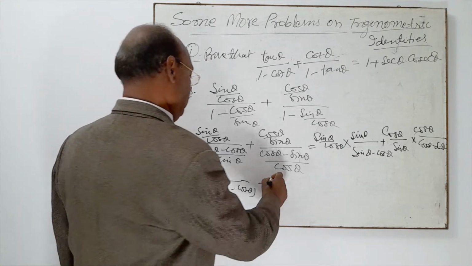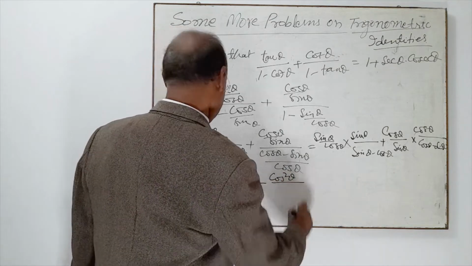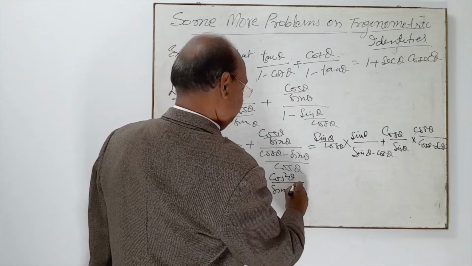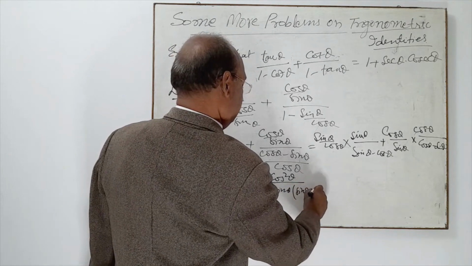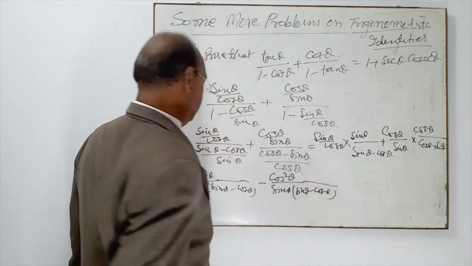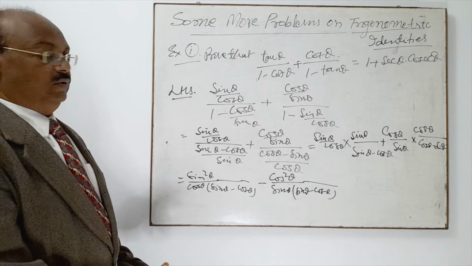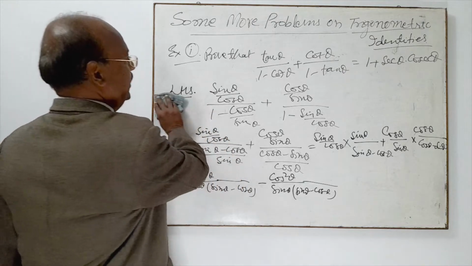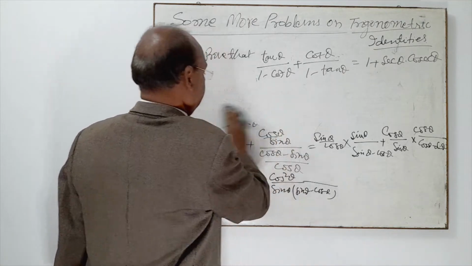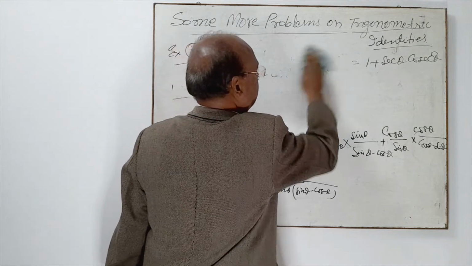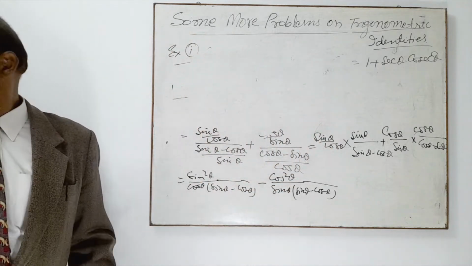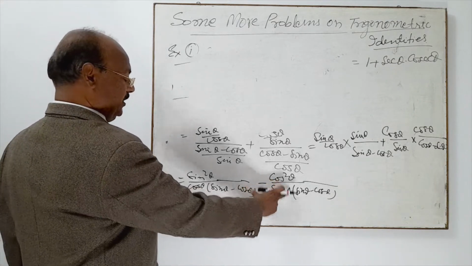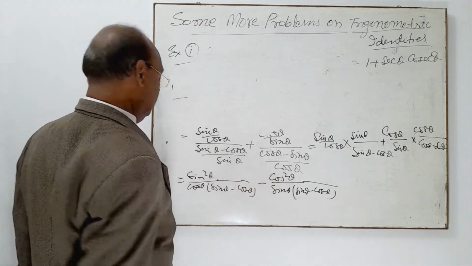So we'll write here the numerator as cos square theta and the denominator as sine theta into sine theta minus cos theta. Clear? Now we'll have to do one more step for getting the result. Now we'll solve this expression. So we'll take the LCM of the denominators.